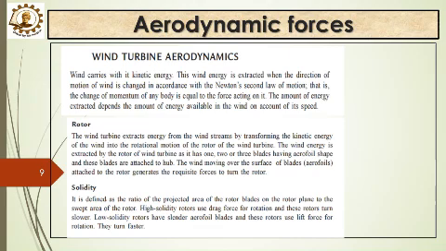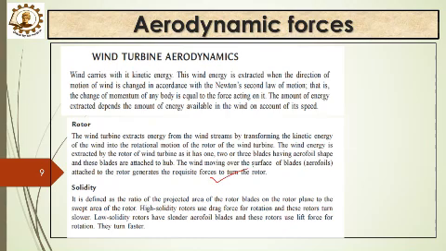Now coming to the concept of wind turbine aerodynamics. The wind carries with it the kinetic energy. So aerodynamics is the concept of that. What we do is that there should be a rotor. Without the rotor, we cannot get the wind stream. So the wind turbine extracts energy from the wind streams by transforming the kinetic energy of the wind into the rotational motion of the rotor. The wind energy is extracted by the rotor of the wind turbine, as it has one or two or three blades having aerofoil shape, and these blades are attached to the hub.